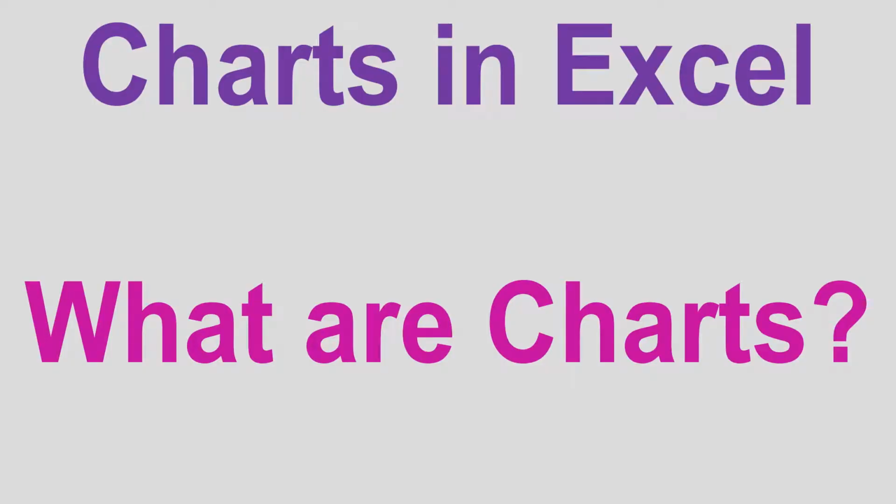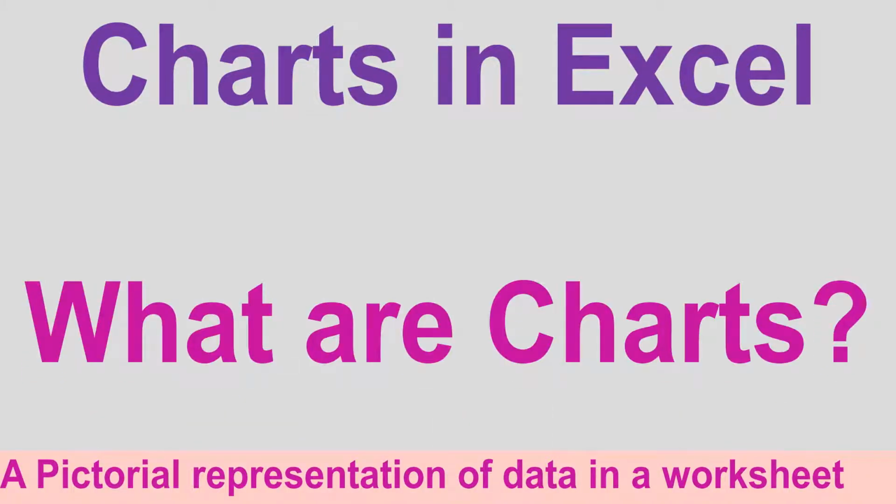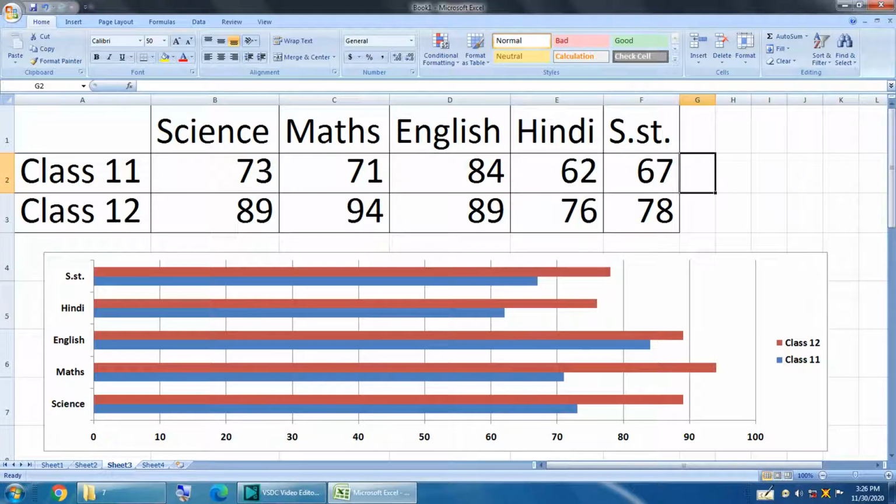Students, do you know what charts are in Excel? A pictorial representation of data in a worksheet is called a chart. Charts are visually appealing and make it easy for users to see comparisons and analyze data. In Excel, a chart may appear as a separate sheet or may be embedded in the worksheet. A chart sheet is accessed using a worksheet tab.